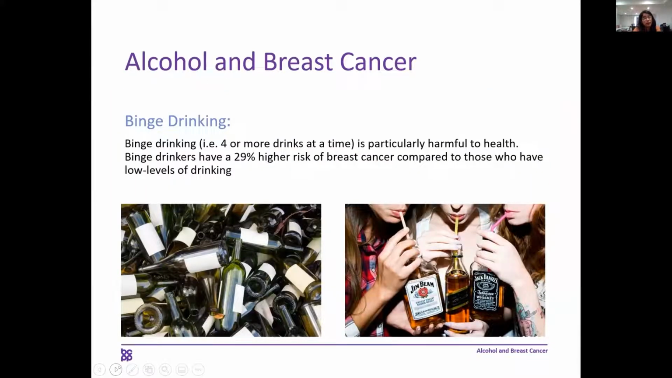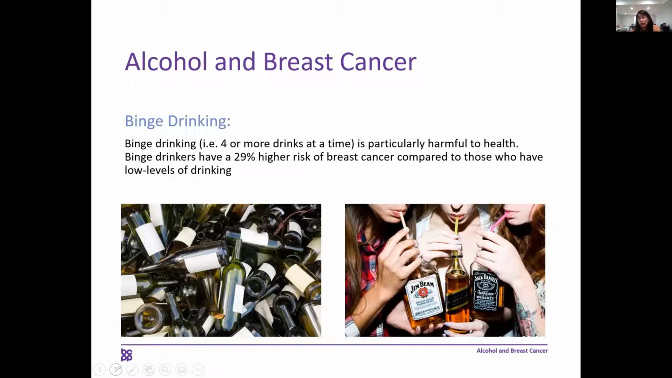So the other thing people ask about is binge drinking. And yes, unfortunately, binge drinking does seem to be particularly harmful to health. Binge drinking here was defined as 4 or more drinks at a time and perhaps not drinking at all the rest of the week or the rest of the time. A couple of studies that we've included here have shown that binge drinkers have a 29% higher risk of breast cancer compared to those who have low levels of drinking.